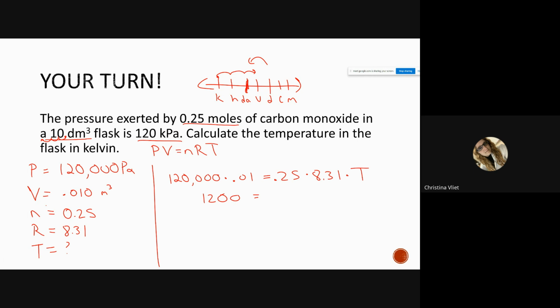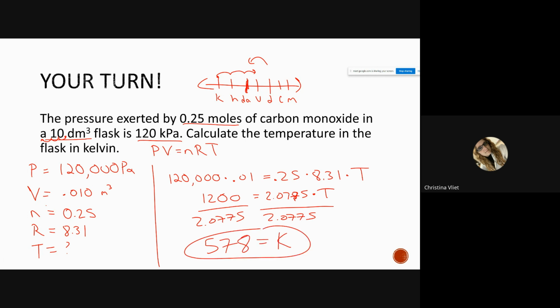I got 2.0785, but I don't think it will affect your final answer. I got 2.0775. Then that's next to T, right? So now what do we do? Divide by 2.0775. You get your T, which is 577. It literally did not change the final answer. 578.